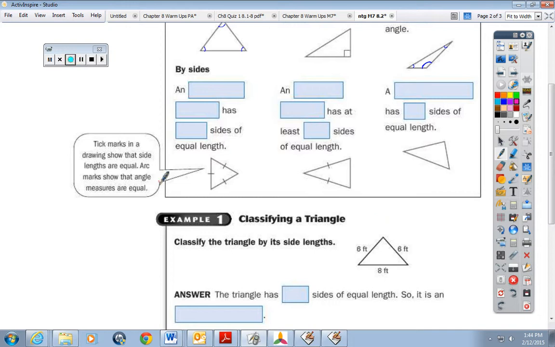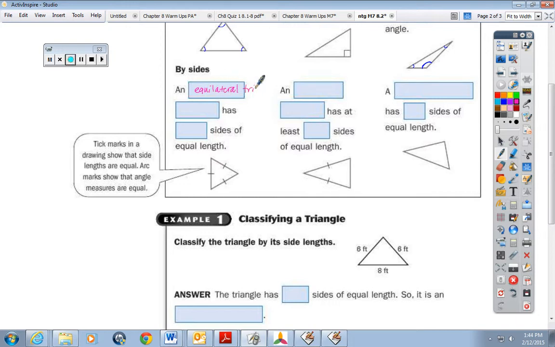Okay, so right here, they call them tick marks. I'm calling them notches. Tick marks in a drawing show that side lengths are equal. Arc marks show that angle measures are equal. So these right here that I made up here, those are arc marks. And then we've got tick marks. So arc is for angle, that kind of makes sense. Tick is for side length. Okay, so right here, I've got 1 tick mark on each side, which means that all 3 of these are equal. So this would be an equilateral triangle.